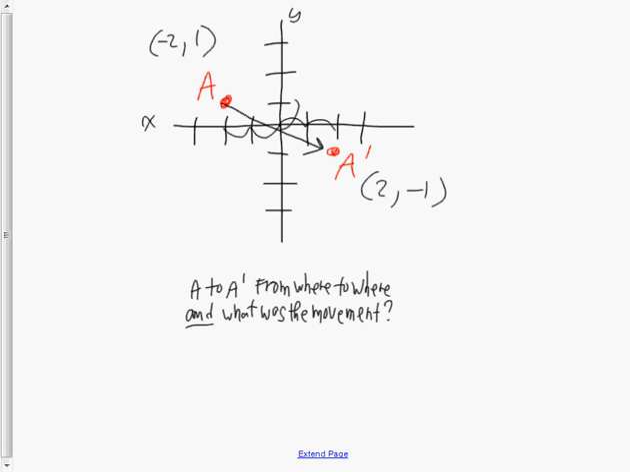When we think about what was the movement, it was 1, 2, 3, 4 right and 2 down. Well, that's the answer I'm looking for. So 4 right and 2 down was the movement of the point from (-2, 1) to (2, -1).